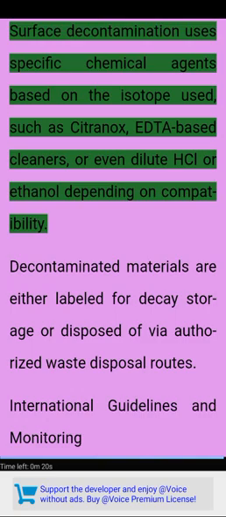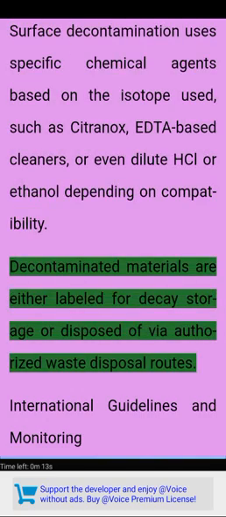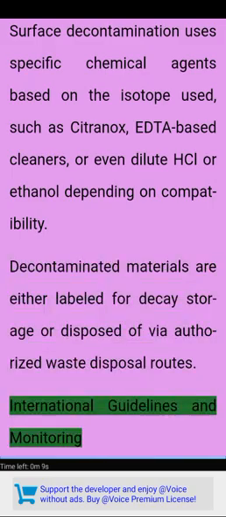Surface decontamination uses specific chemical agents based on the isotope used, such as Citranox, EDTA-based cleaners, or even dilute HCl or ethanol depending on compatibility. Decontaminated materials are either labeled for decay storage or disposed of via authorized waste disposal routes. International guidelines and monitoring.